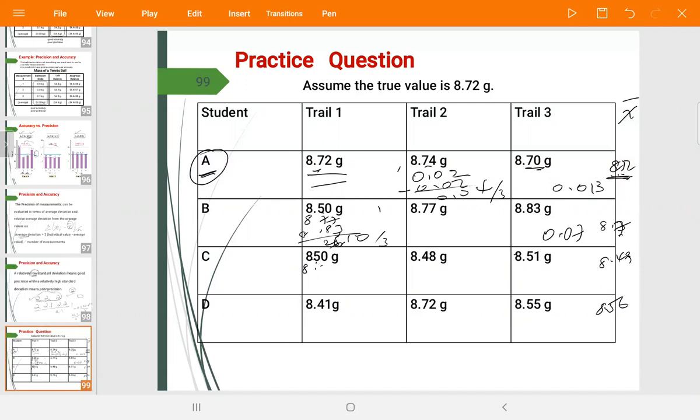Average division. To determine how precise our measurement is, you can either use average deviation or relative average deviation.